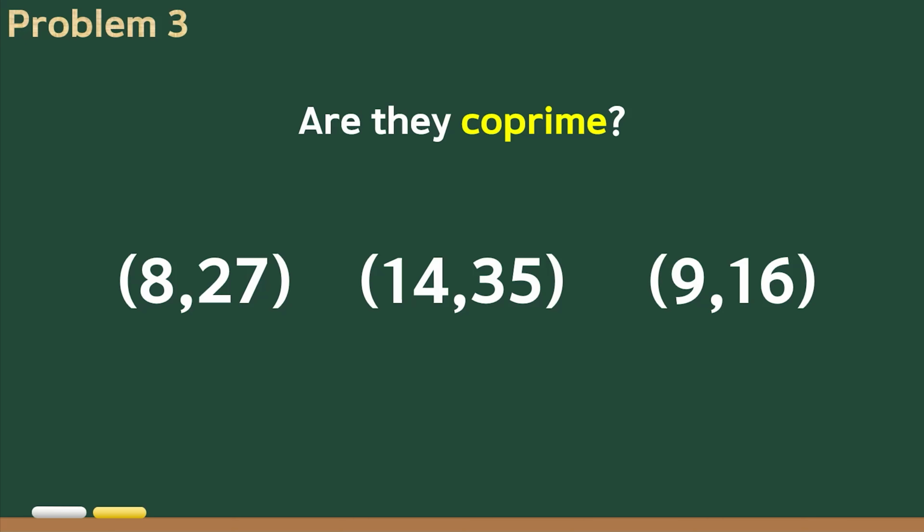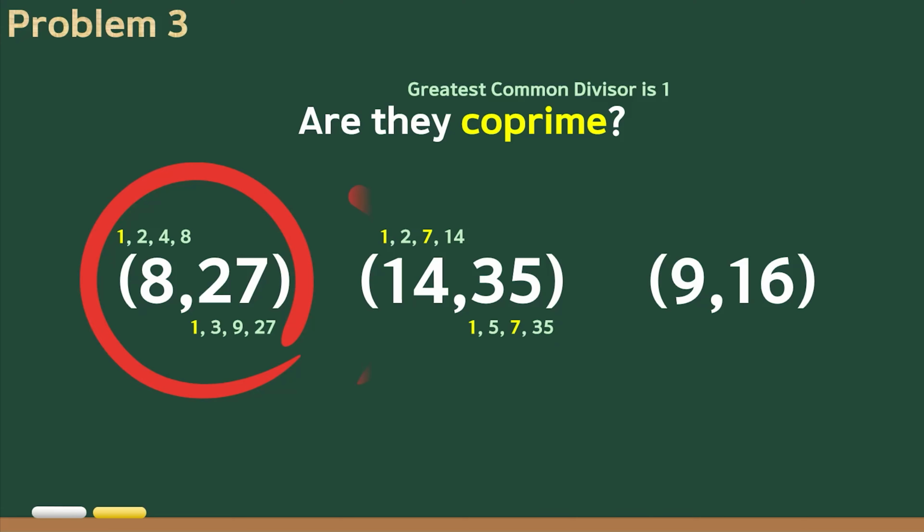Which pairs are coprime? That means their greatest common divisor is 1. 8 and 27 share no common prime factors, so they are coprime. 14 and 35 both include 7, so they are not coprime. 9 and 16 also share nothing, so they are coprime.